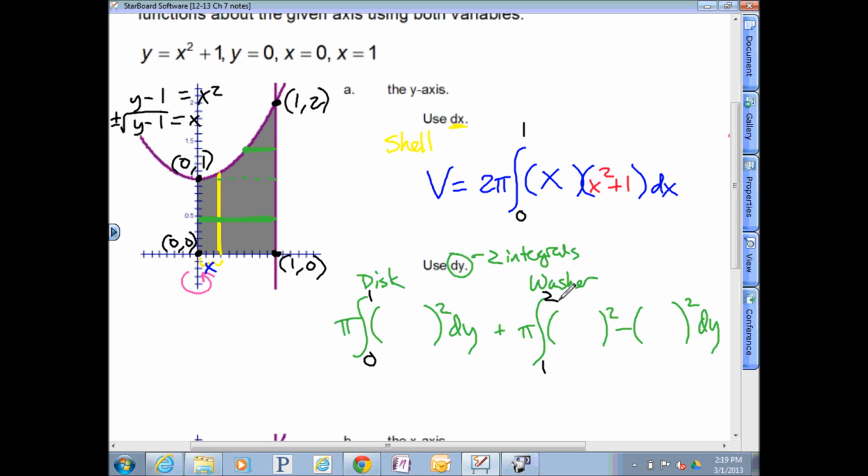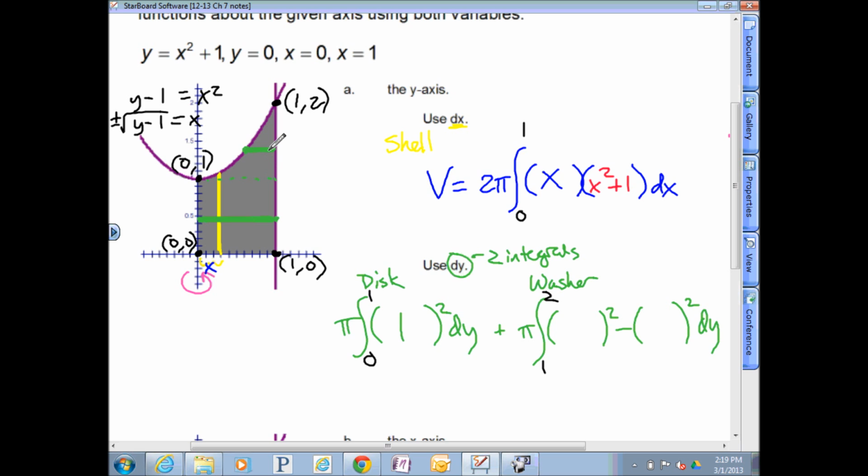All I have to do is figure out the length. How long is this rectangle right here? Well, I think it's always going to be the same length as long as we're between y equals 0 and y equals 1. That length is the distance from this line over to the y-axis. That distance is always going to be 1.